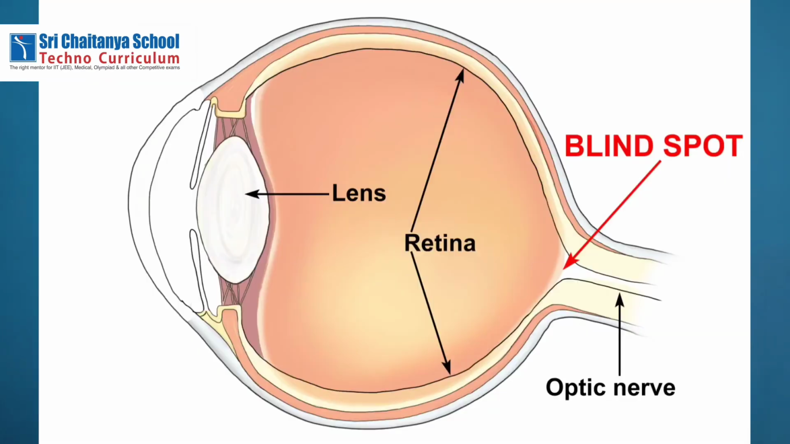Strangely, one thing we need to understand is that every person has a blind spot where the photoreceptors are absent. Here, the optic nerve arises, and due to that, this part of the retina lacks photoreceptors. We call it a blind spot.